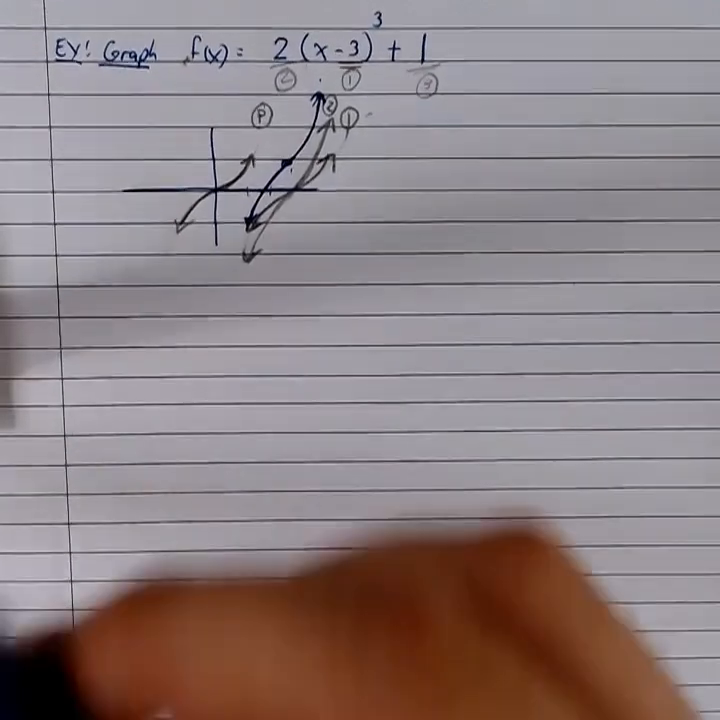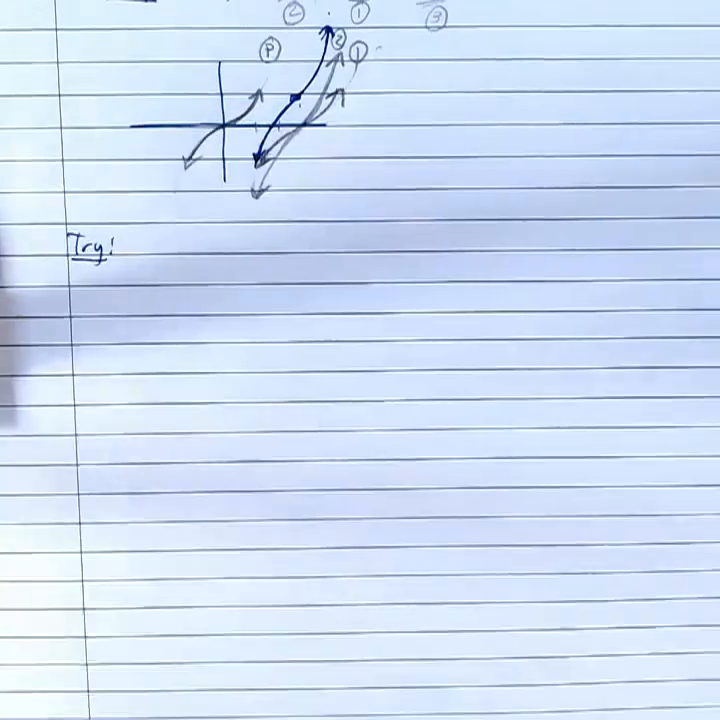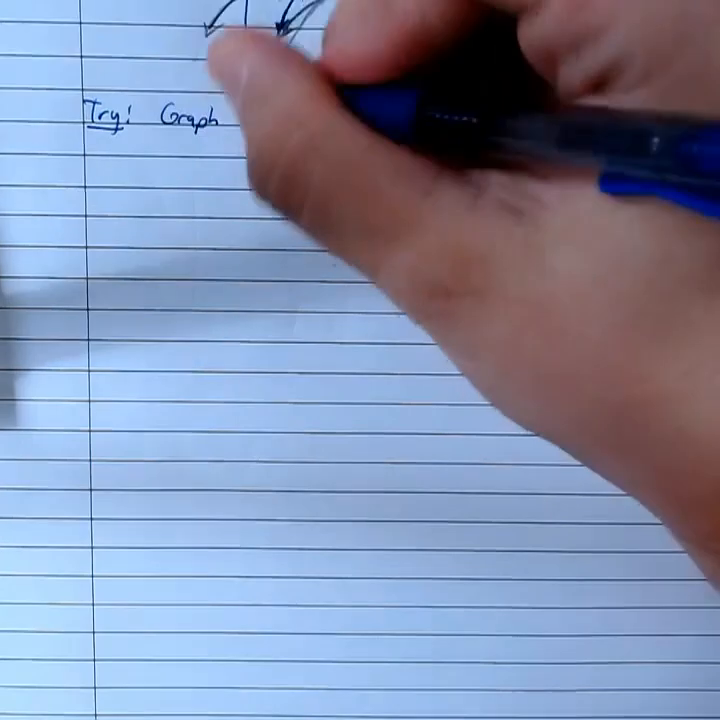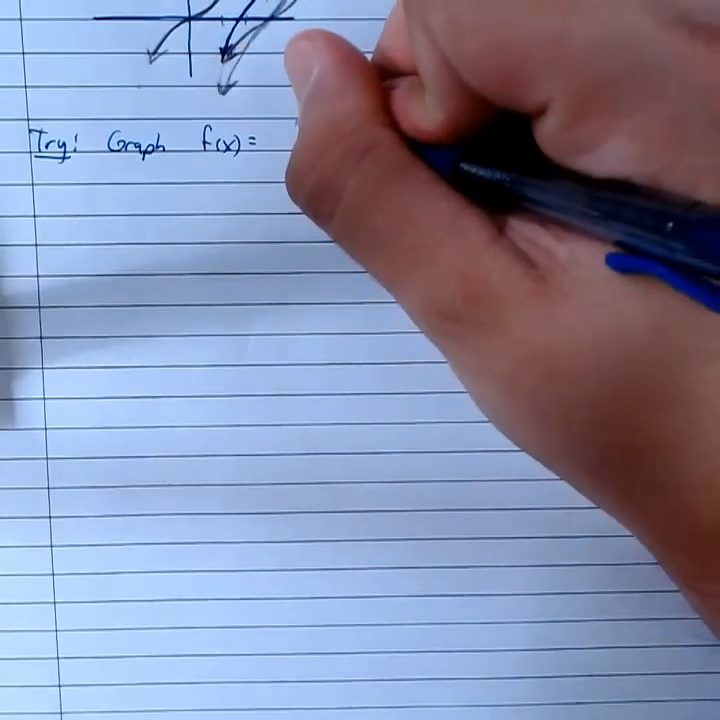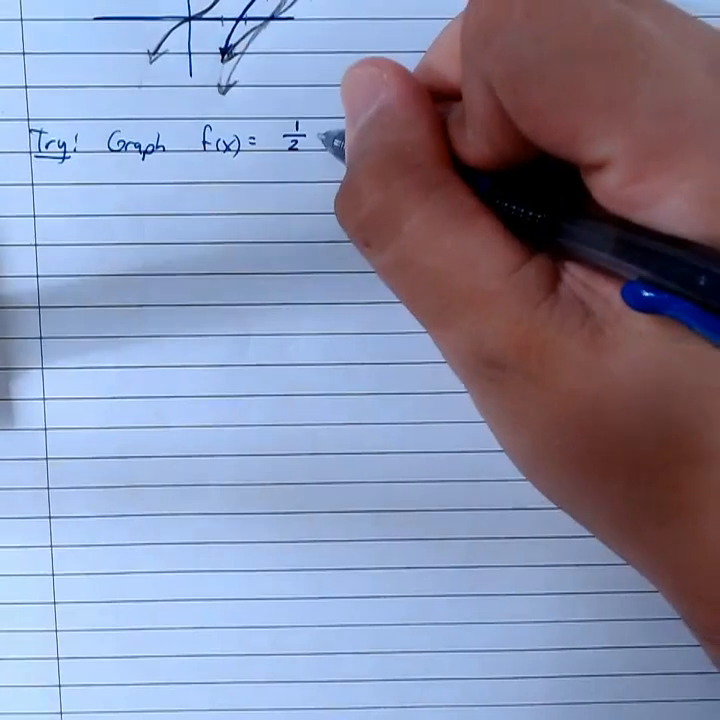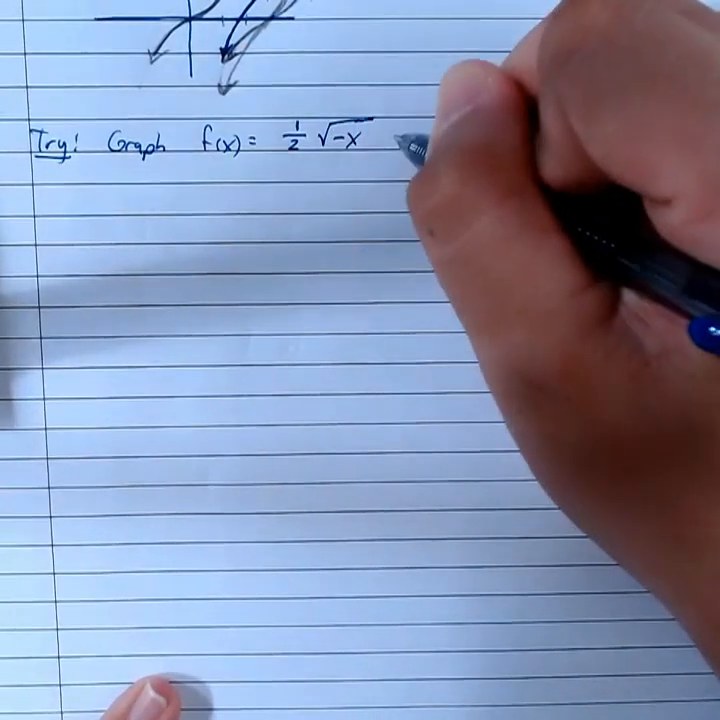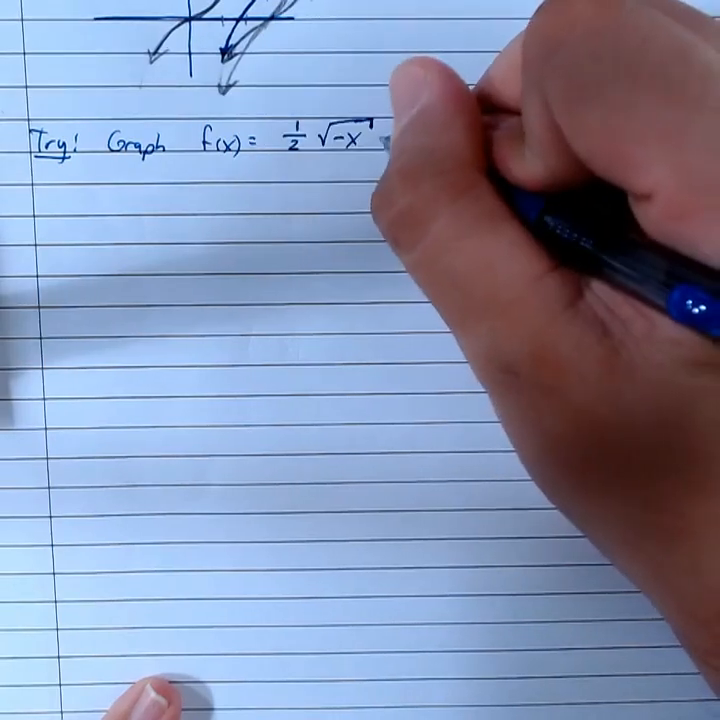All right. So let's go ahead and finish off the section. Go ahead and give this a try. Go ahead and graph. Let's have you try f of x equals 1/2 times the square root of negative x, let's say minus 4.